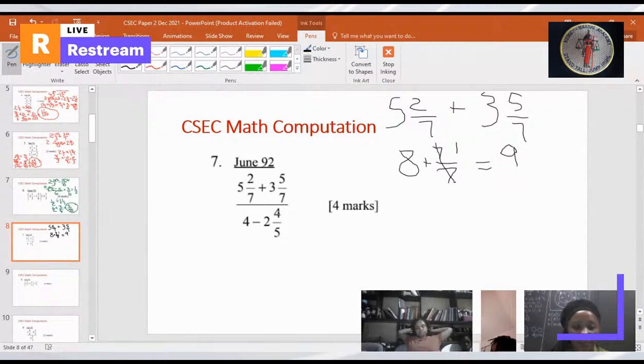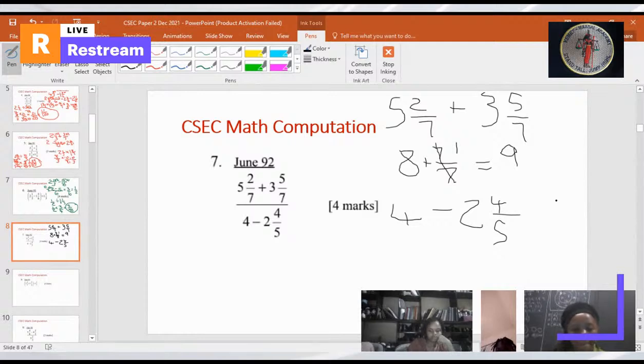All right, so let's work the denominator because we want our full 4 marks, right? Yes, miss. So we have 4 minus 2 and 4 over 5. All right, so how are we going to work that?